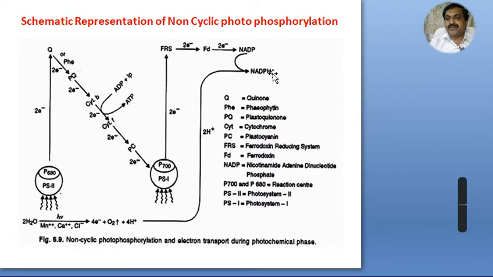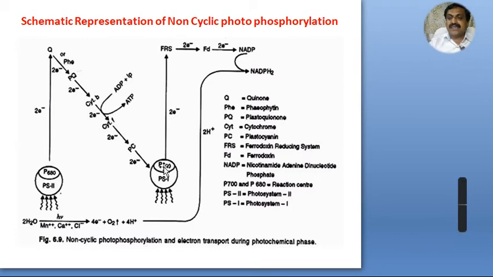Look at the arrow mark. This is nicotinamide adenine dinucleotide phosphate. This is nicotinamide adenine dinucleotide phosphate reduced. Reduction of NADP forms NADP plus H plus. And here the electron which is expelled from the excited chlorophyll A, PS1, started its journey from PS1 and ended up with the formation of NADPH2. There is no cyclic journey. Even the PS1 is still in the excited state.